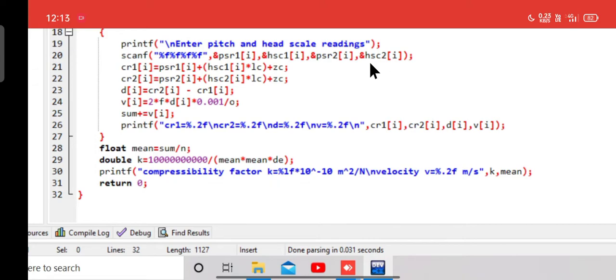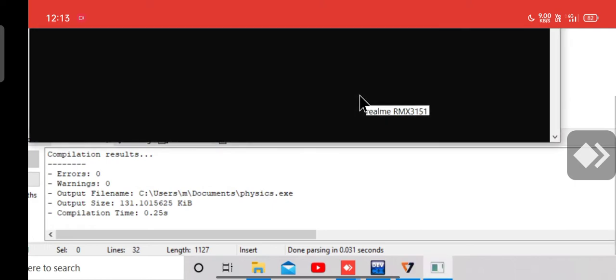Next we are creating a variable k, which is the compressibility factor. We should get the output in 10 to the power minus 10. Here it is possible only for 0.6 values, so we are multiplying with 10 to the power 10 so that we can get the exact value and print it as into 10 to the power minus 10. The formula for the compressibility factor is 1 divided by v square rho. By this formula we are calculating the compressibility factor, and then we are printing the compressibility factor and the mean velocity. Let's go to the output so that we can understand easily.